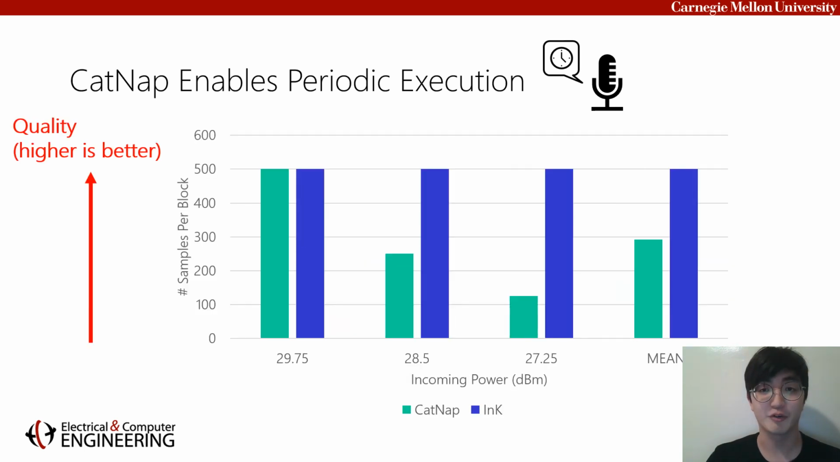CatNap meets the periodic requirement nicely because it dynamically decreases the number of samples in each audio block, which is the quality knob the system can control. On the x-axis in this figure, again there are different configurations of the incoming power. And on the y-axis, the number of samples per block is shown. The number of samples in the block is a controllable quality and it is higher the better. As you can see, CatNap degrades the system quality as the incoming power gets less. However, INC always tries to use the highest quality, leading to periodic requirement violation as we've seen from the earlier slide.